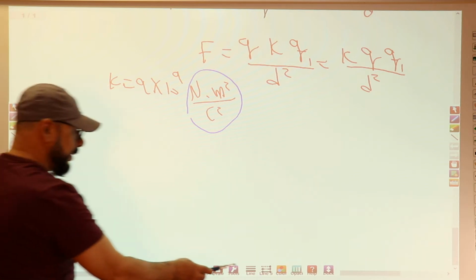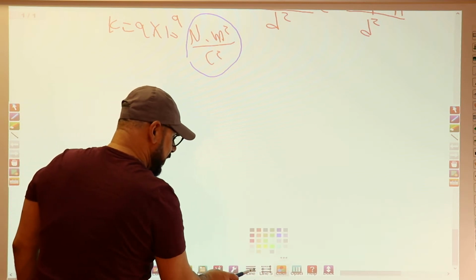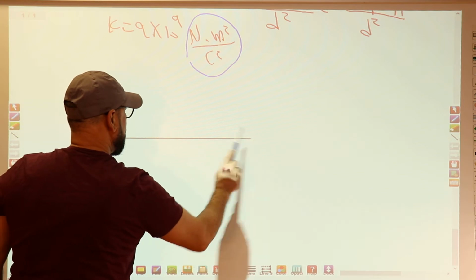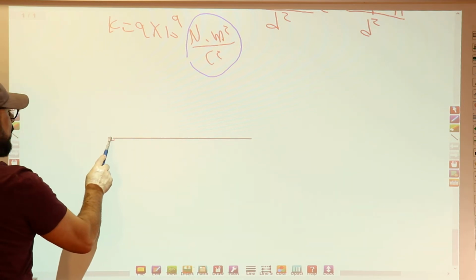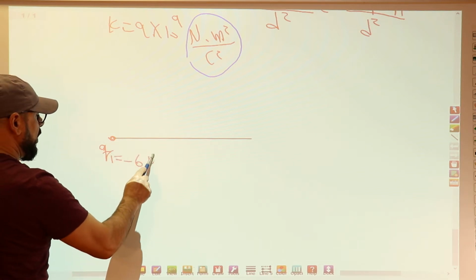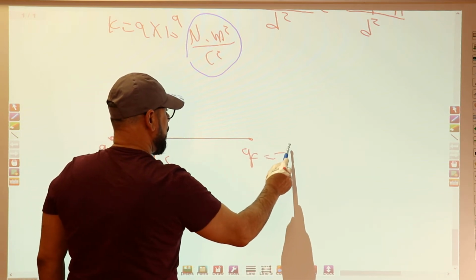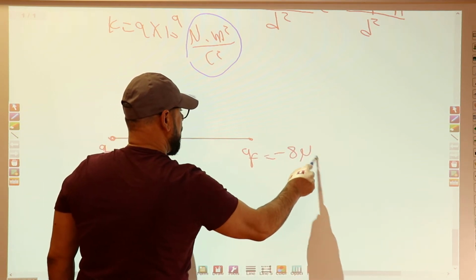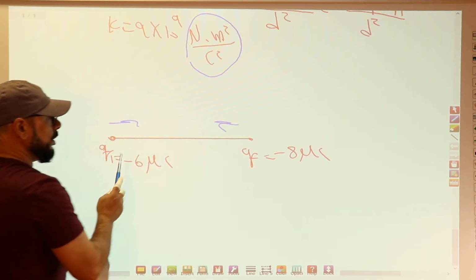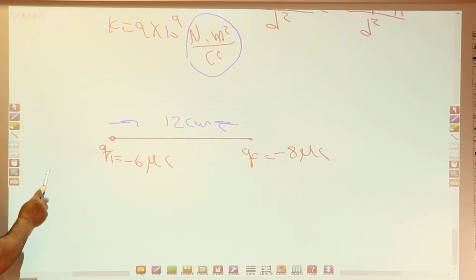Example. Let us take this example. Easy one. There is a charge here, Q1 equals negative 6 microcoulomb. And here, Q2 equals negative 8 microcoulomb. And the distance between them is 12 centimeters.